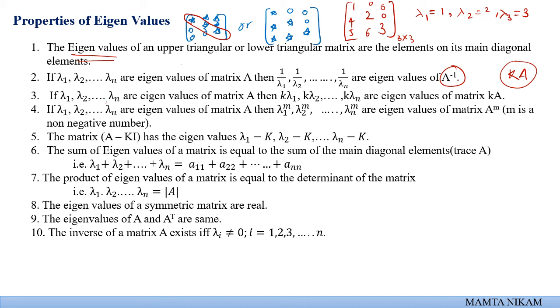The fourth property: if lambda 1, lambda 2, ... lambda n are eigenvalues of matrix A, then lambda 1 to the power m, lambda 2 to the power m and so on will be the eigenvalues of matrix A to the power m.